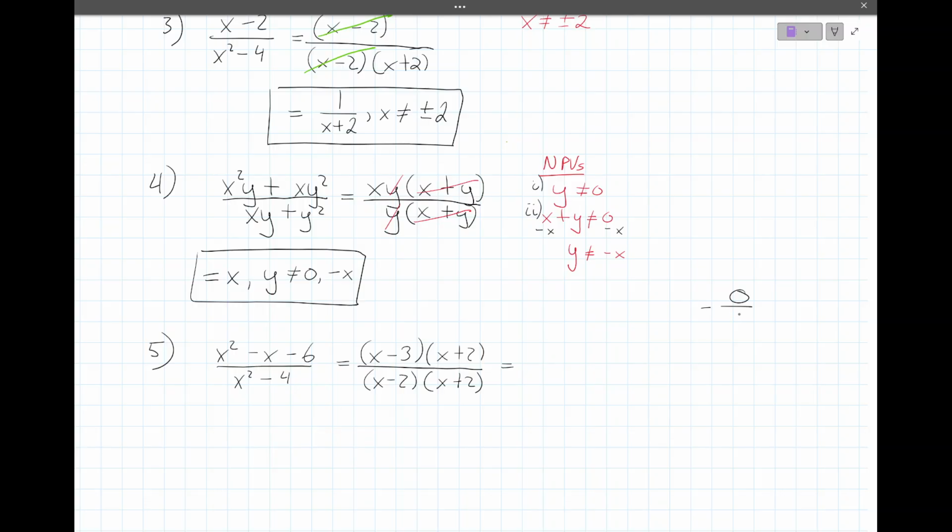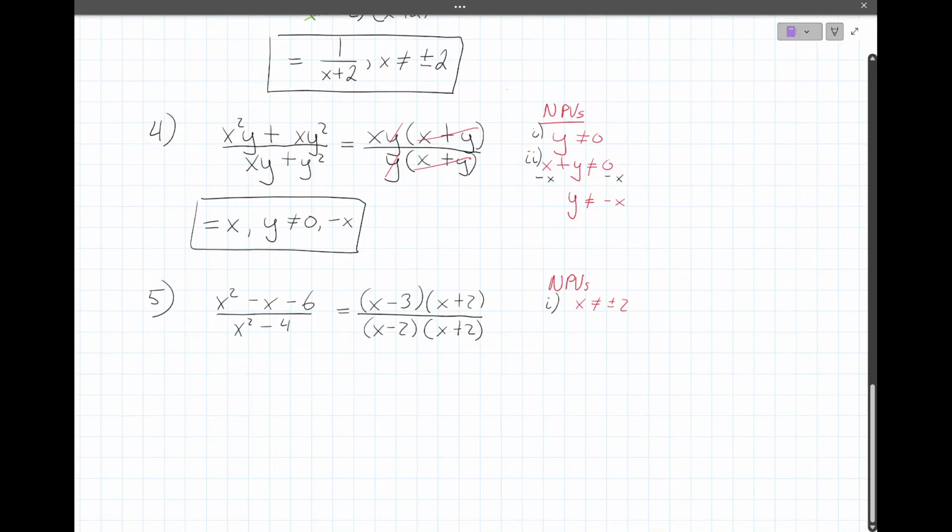So this would be negative 0 over 5. Well, that's just equal to 0. I can have 0 pieces of something. That's totally okay. So on the numerator, I don't care about non-permissible values there. Let's just get the non-permissible values here. The NPVs, in both cases, I can see right away that x cannot equal plus or minus 2 here, right? I'm not allowed to have that.